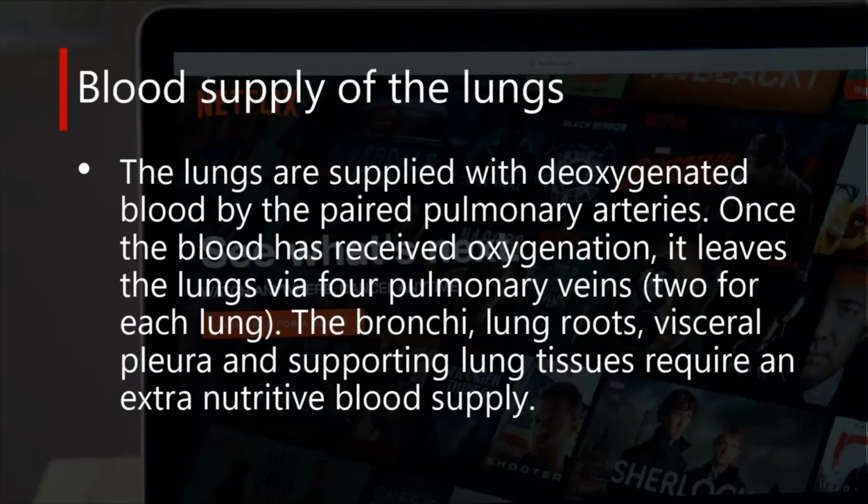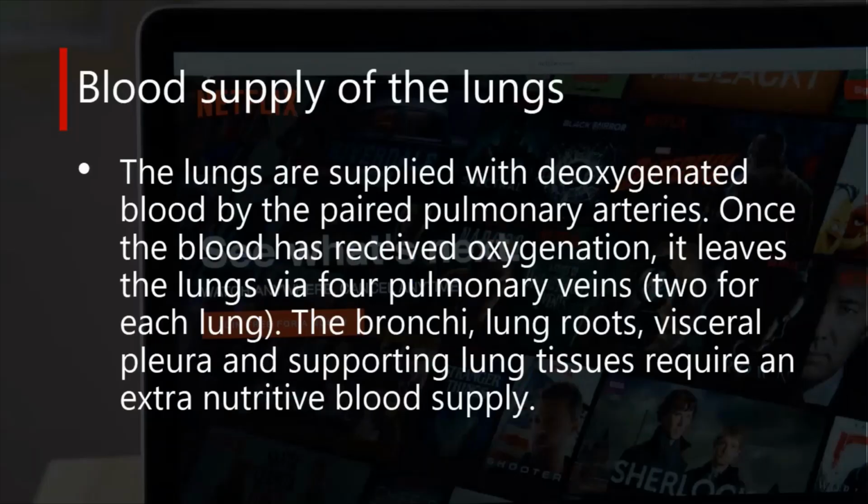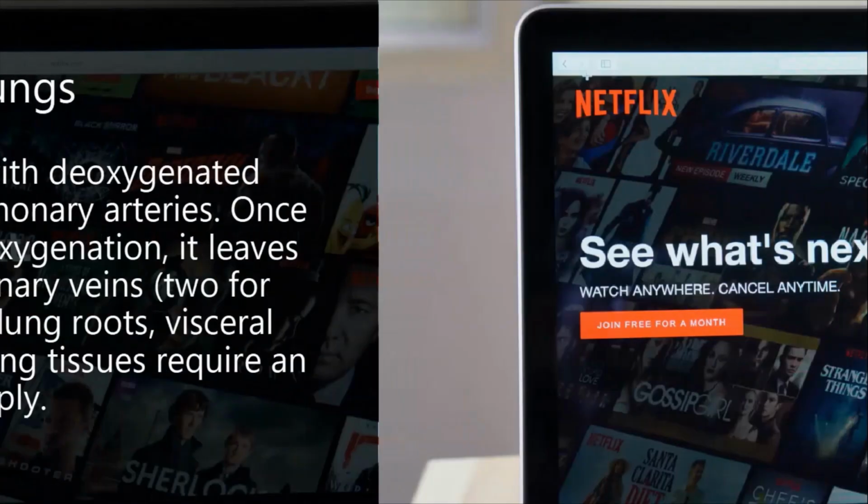Blood supply of the lungs. The lungs are supplied with deoxygenated blood by paired pulmonary arteries. Once the blood has received oxygenation, it leaves the lung via four pulmonary veins, two for each lung. The bronchial lung roots, the visceral pleura, and supporting lung tissue require an extra nutritive blood supply.